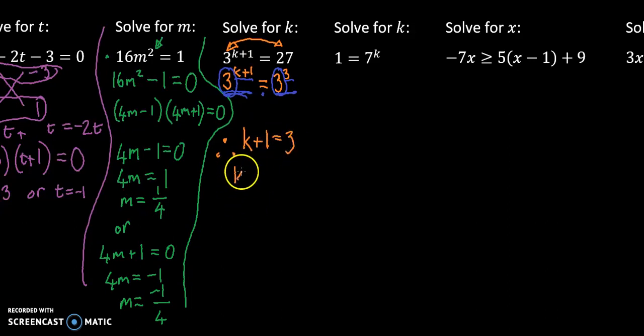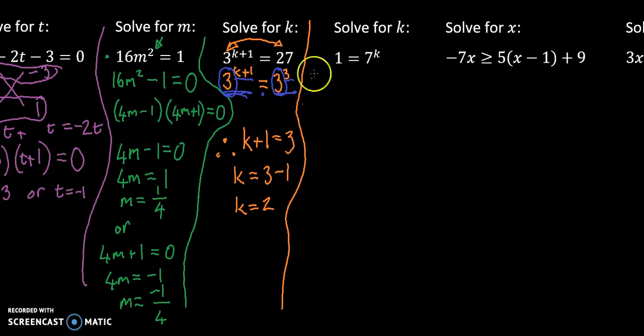And some teachers talk about dropping the base. Suppose you could think of it like that. I just like thinking of it in a logical way. Okay, so k is equal to 2. Let's go back to blue.